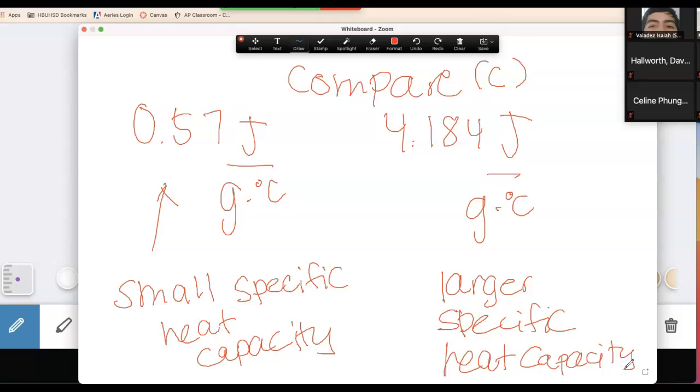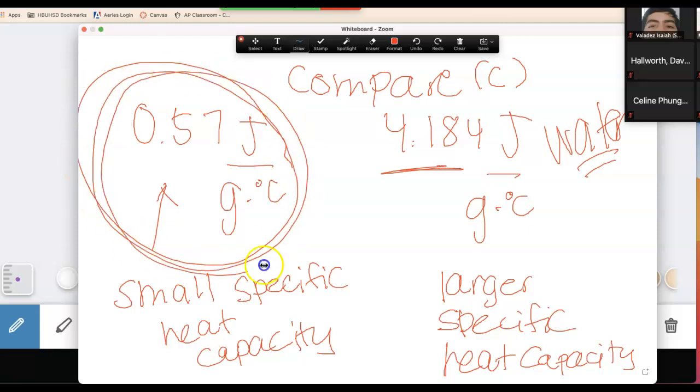So what does a small specific heat capacity mean? It means I only have to put in 0.57 joules of energy to change the temperature of 1 gram of a substance by 1 degree Celsius. Whereas for, we know this is water because I just told you, this is how much energy I have to put into water to change 1 gram of it by 1 degree Celsius. Meaning water won't get hot as easily as whoever this guy is. The less energy you have to put in, the hotter it's getting with less work. You don't got to put in a lot of energy for it to change temperature.